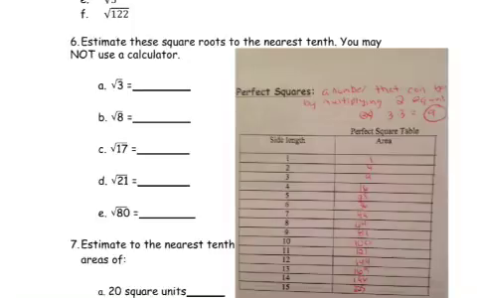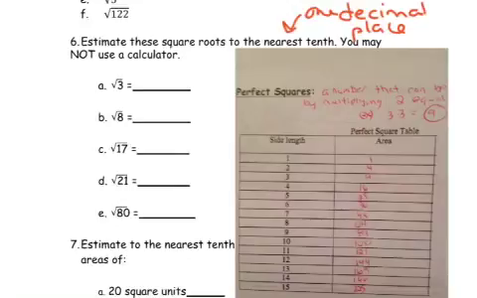So our next set of problems say to estimate these square roots to the nearest tenth. So when you think to the nearest tenth, and you may not use a calculator, nearest tenth means 1 decimal place. So you're going to start off doing the same thing you did for section 5.